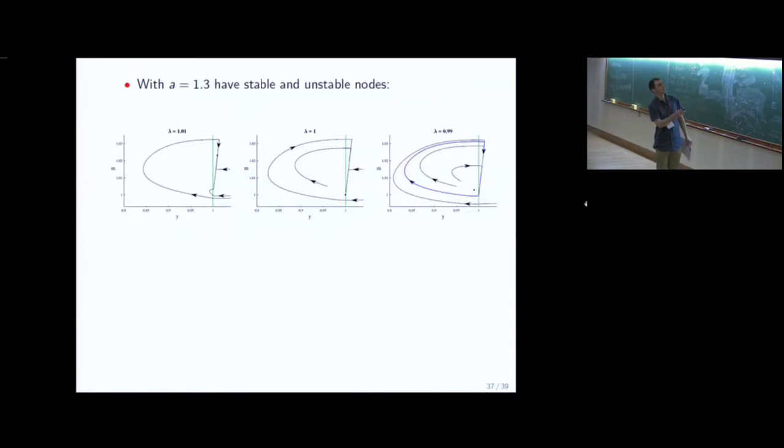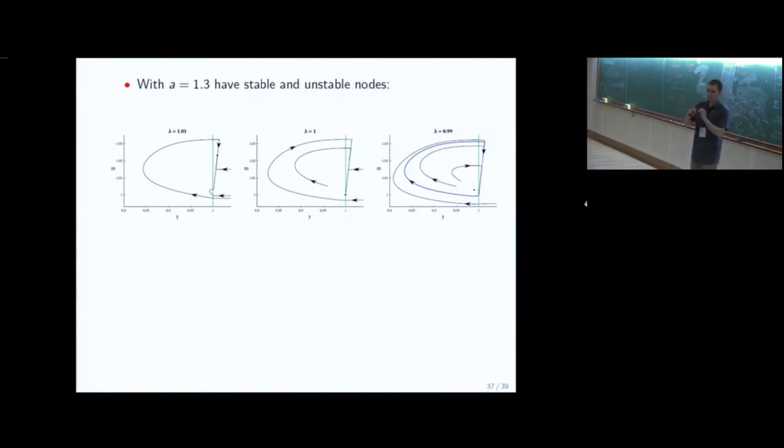Okay, so let's also choose a value of a that's outside that interval. So now a is a bit bigger. And so now the boundary equilibrium bifurcation goes from a stable node to an unstable node. And so here are the phase portraits. We have a stable node, then we have a boundary equilibrium bifurcation, and now we have our unstable node.